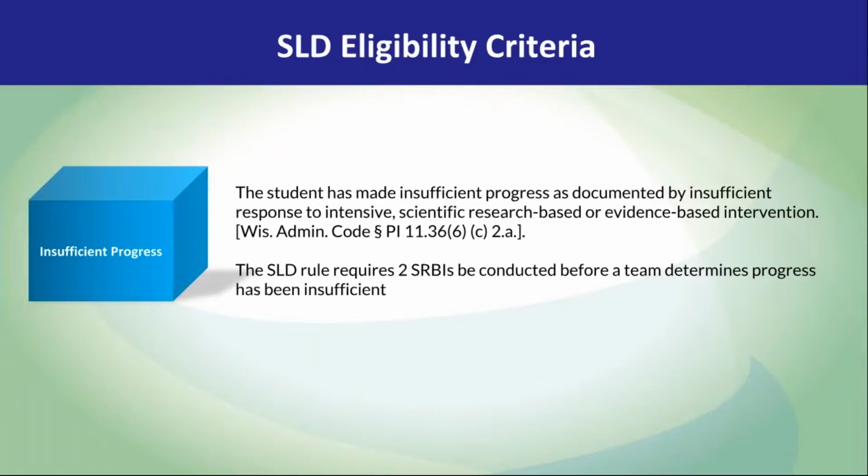Insufficient progress is defined in PI 11 as a student not making progress as a response to intensive scientific research-based or evidence-based interventions. The SLD rule requires two interventions to be conducted before a team determines progress has been insufficient. SRBI is the shorthand acronym that we use for scientifically research-based intervention, so you'll see and hear SRBI a lot throughout this presentation. The important thing to know about this is that in order for an IEP team to determine that progress hasn't been sufficient, a student has to be through at least two of these intensive interventions.